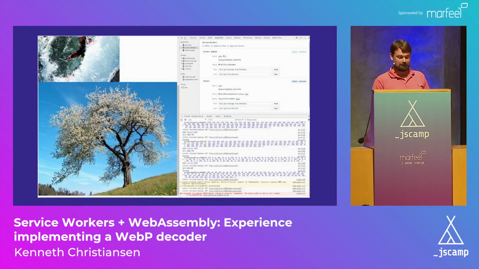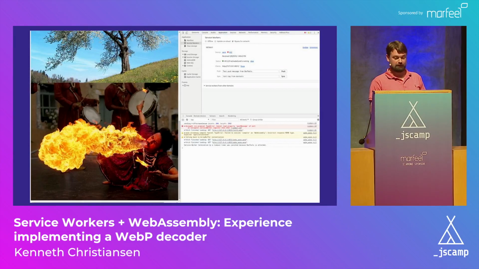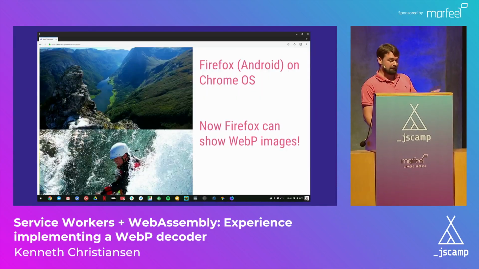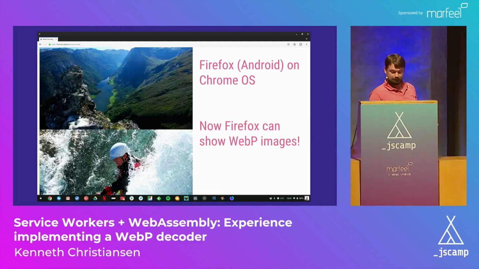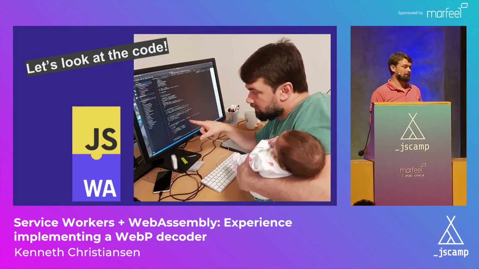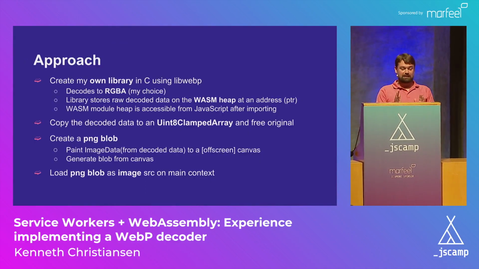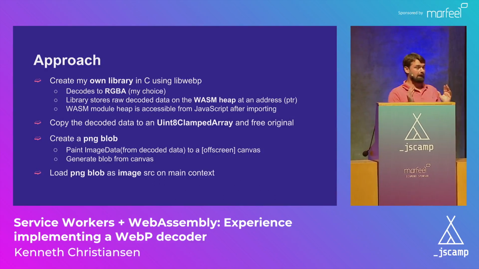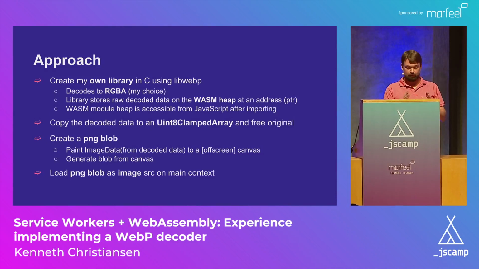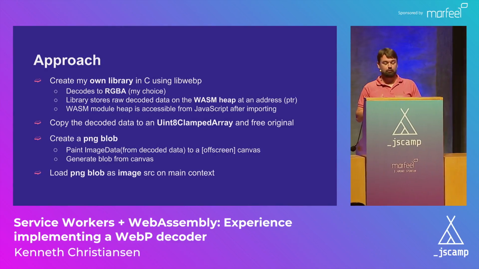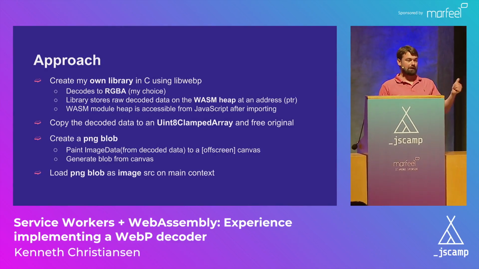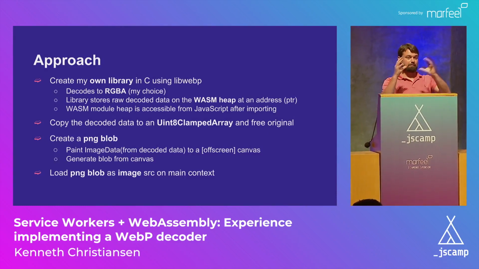So this is my first attempt, and you saw it's actually working pretty well in Chrome. Pretty nice. It even works in Firefox. This is actually Firefox running on Android on Chrome OS. That also works. So let's have a look at the code and see if I can show you how this actually works. My approach was to create my own library. I didn't want to use something heavy, so I'm using libwebp, a C library, very small. It will decode to RGBA, so red, green, blue with alpha. Then this WebAssembly will give me this back.